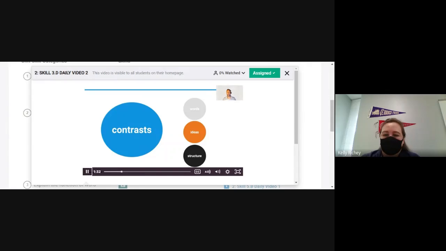So sometimes you'll see that with the words. It'll stand out where from one line to the next, there's a striking juxtaposition of those words. Sometimes it's in ideas, where a poem may start off by talking about one idea and then develop a contrasting idea to show some type of difference. And then finally, it could occur in structure. And you may see this from one stanza to the next.